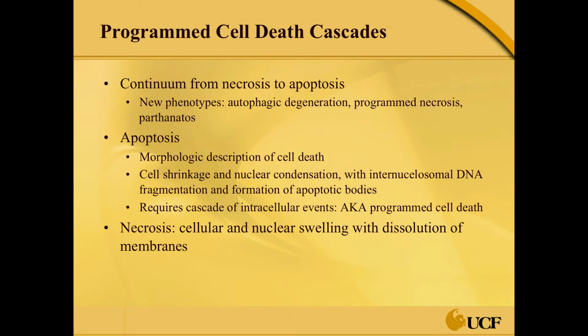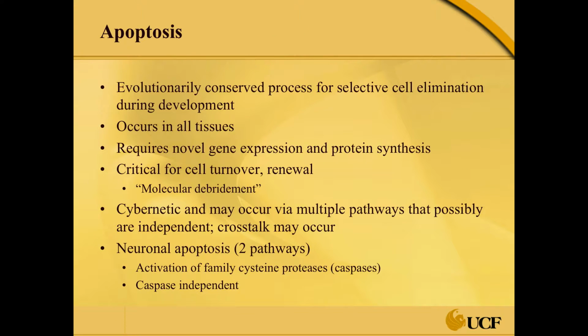Looking at the actual cellular level of what is happening that causes necrosis, essentially the cellular and nucleus component of the cell becomes so edematous that it basically lyses, it breaks the membrane and kills the cell. Apoptosis, again, is an evolutionarily conserved process for selective cell elimination during development, but it does obviously occur in all tissues. Otherwise, we would live forever.